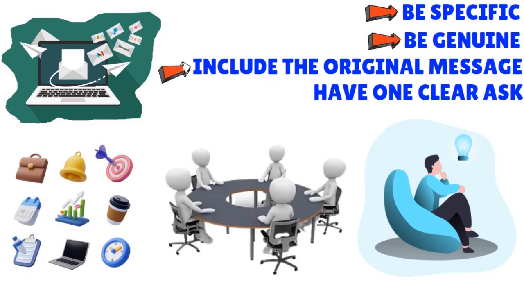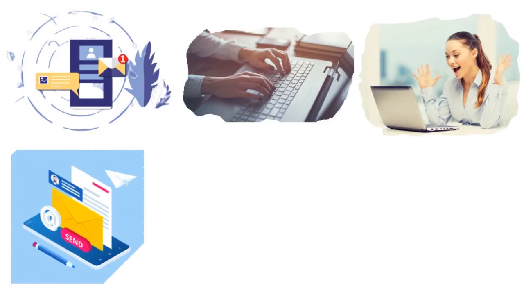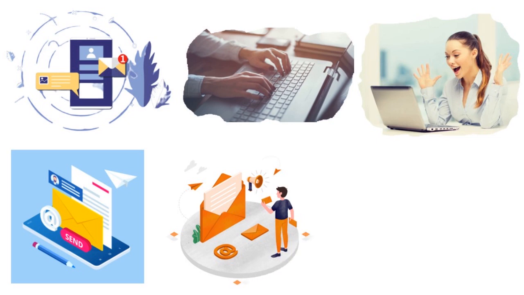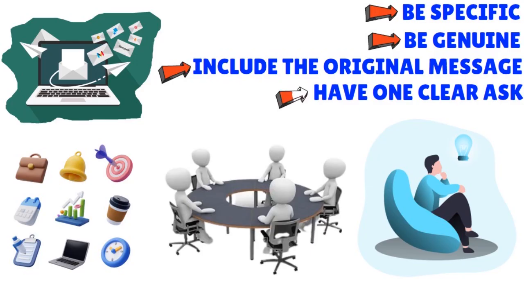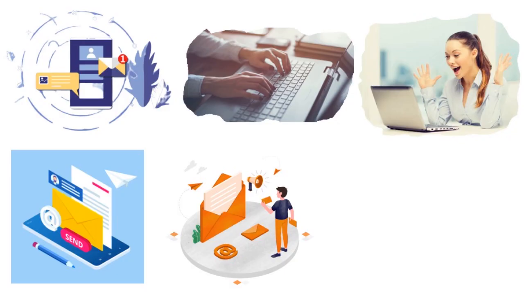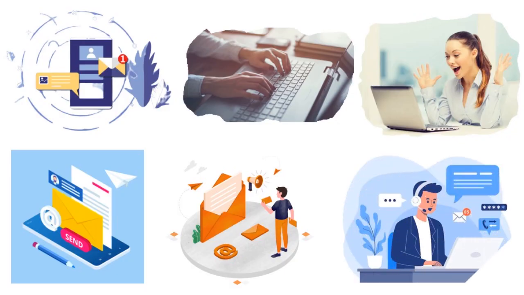Include the original message. So if you're following up on a previous email, do not make the recipient search for the original email, and do not rewrite the email. Reply all to your email and then remove yourself from the recipient list so the person can have all the context they actually need. Also, if the original email had an attachment, you want to reattach it. And again, you want to have one clear ask. I've said this before: do not overwhelm your recipient with too many asks.